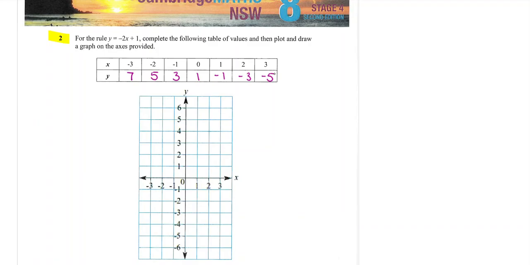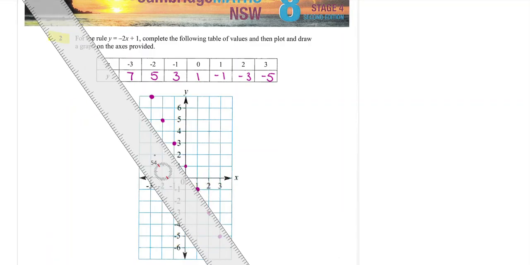Okay, so now for plotting. The minus 3 and 7 is our first point. I can just fit it on, even though the 7's not there. We go to minus 3, 7 would be that last spot there, put a dot. Then minus 2 up to 5, put a dot. Minus 1 up to 3, put a dot. 0 in the center up to 1. 1, negative 1. 2, negative 3. And 3, negative 5. Then get your ruler and draw a line through it.